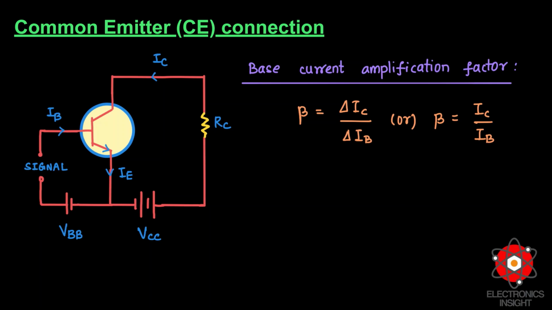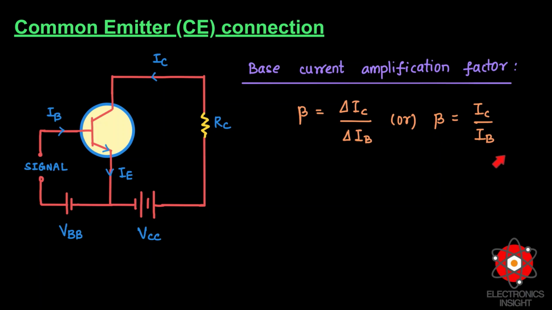Now we will try to understand the different parameters that are related to common emitter connection. So the first parameter that we are going to concentrate on is base current amplification factor. In common emitter connection, the input current is IB and the output current is IC, and we also know how to write the amplification factor, which is the ratio of change in the output collector current, del IC, to the change in the input base current, del IB, and this is denoted by beta. And if you are not going to consider any change in the current values, that is, if you are going to consider only the DC values of the current, then beta will be equal to IC by IB.